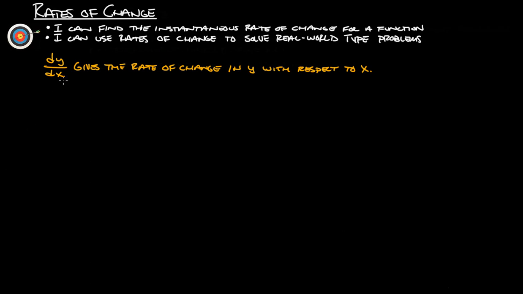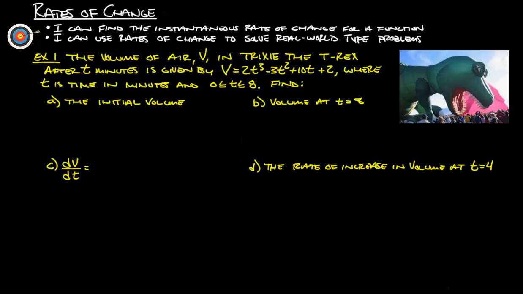All right, so first thing, dy over dx gives us the rate of change in y with respect to x. So really, the way I think of this is D stands for delta. And delta in math means change. So another way we could write that would be the change in y over the change in x. Okay? So basically this means take the derivative.